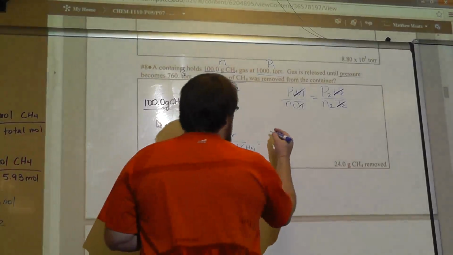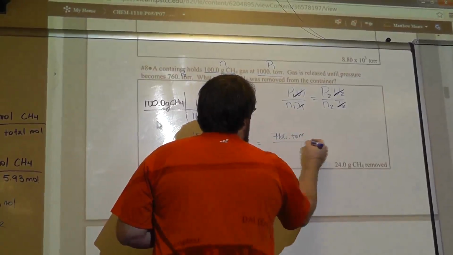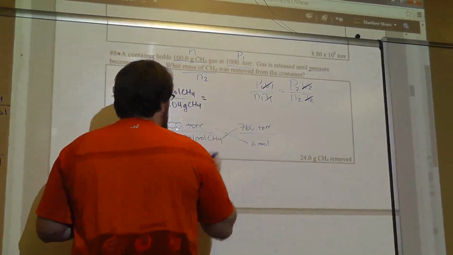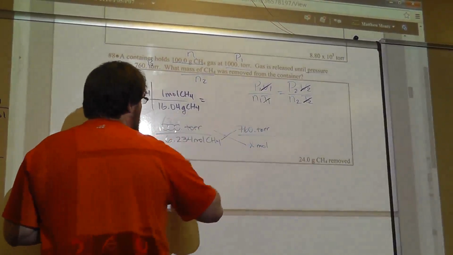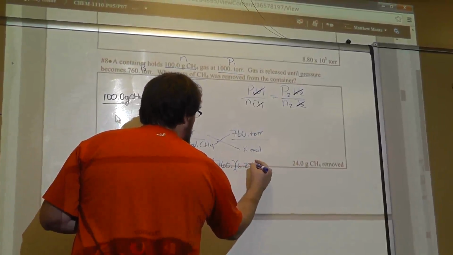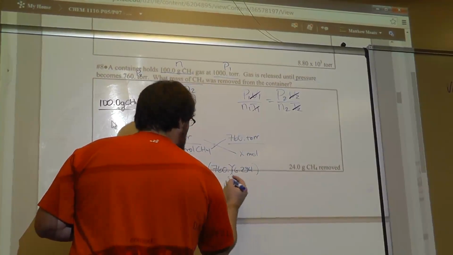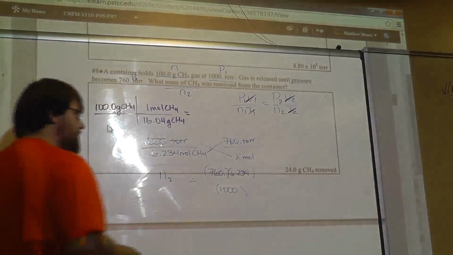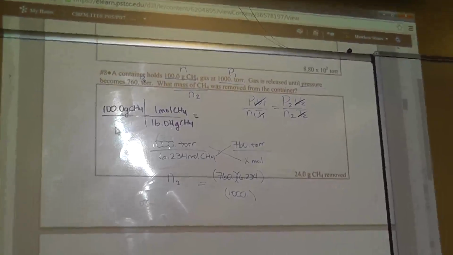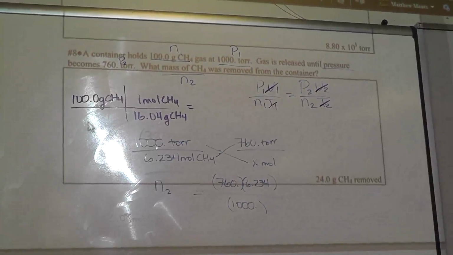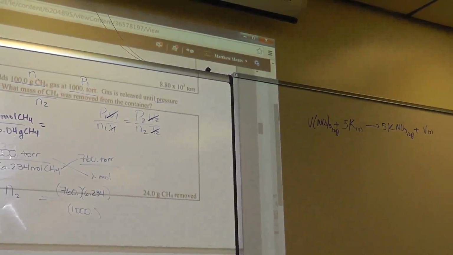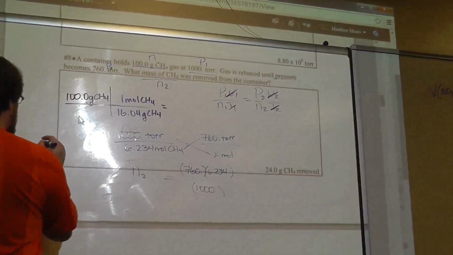Now, our pressure decreased, and we're solving for our N2. So you're going to cross multiply for this. What you'll really have is 760 torr times 6.234 divided by 1,000. Somebody getting for the N2? We have 4.73.